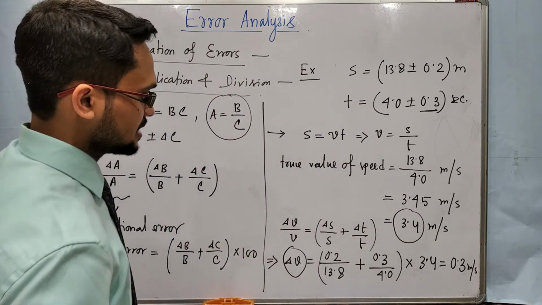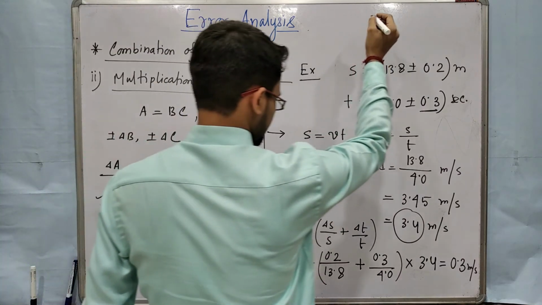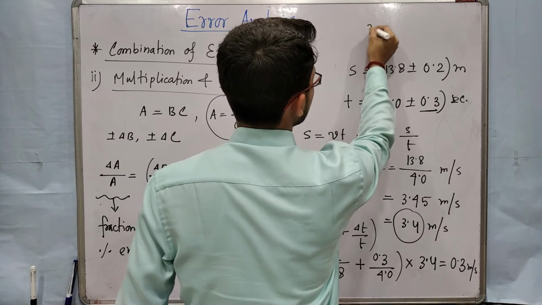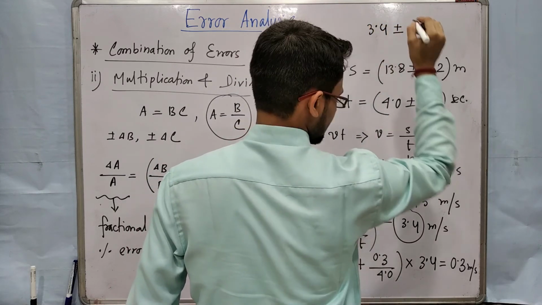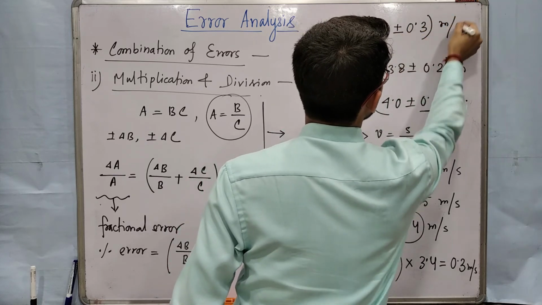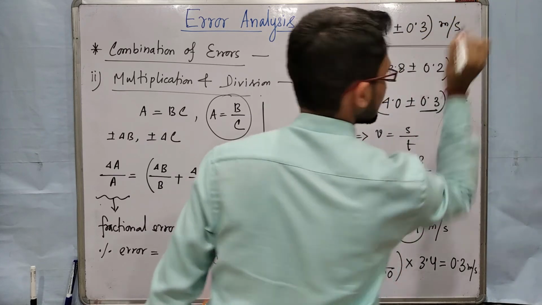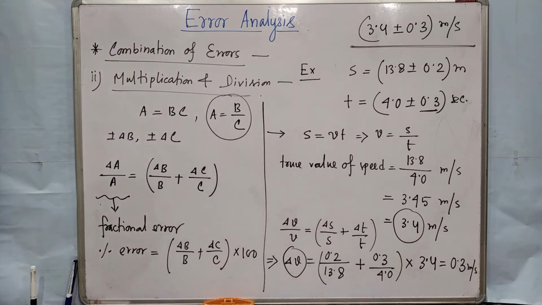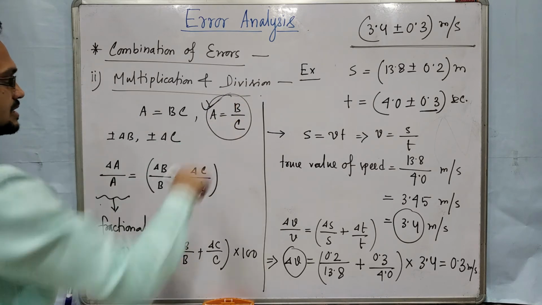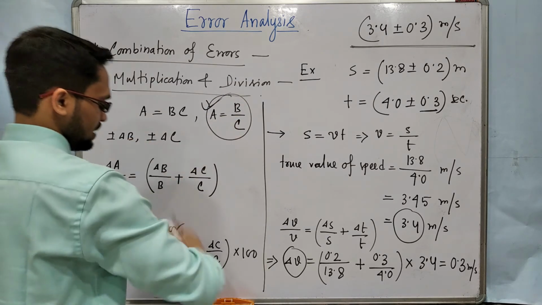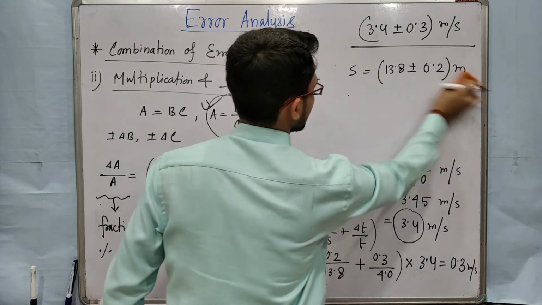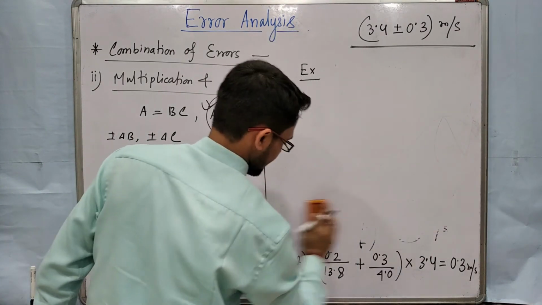Now how will you express them? The proper expression will be true value plus minus error, which means 3.4 plus minus 0.3 meter per second. So this is the proper expression. Understand? We have used this type of equation, division. Now we will see another, multiplication.